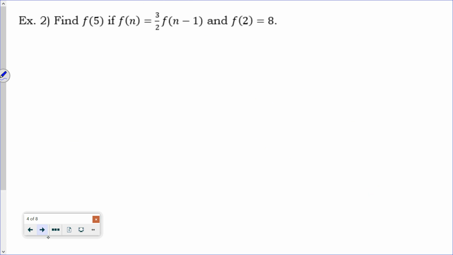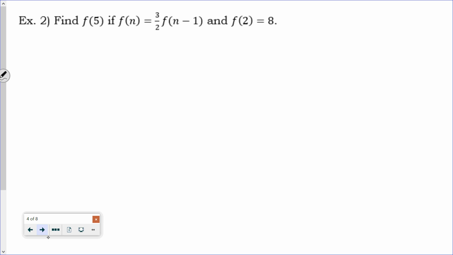So now I want to figure out what f of 5 is if f of n equals 3 over 2 times f of n minus 1 and f of 2 equals 8. So this looks just like a recursive formula, right? F of n equals 3 over 2 times f of n minus 1, where f of n minus 1 is just the term right before f of n. Y'all see that? Make sense? So I'm multiplying the previous term by 3 over 2 to get to the next term.